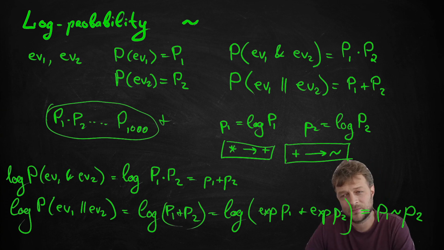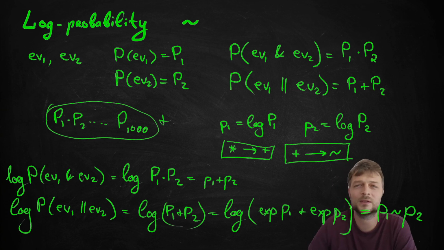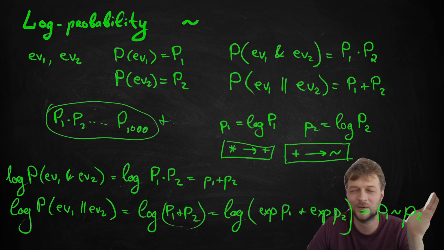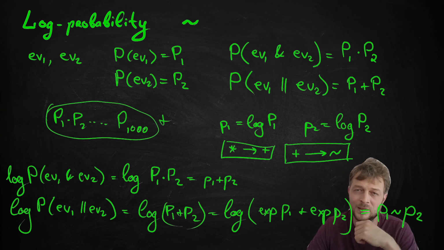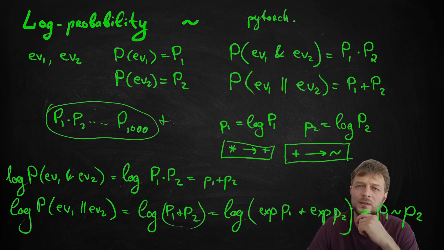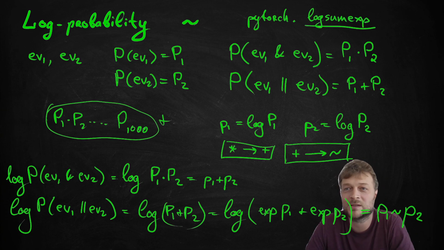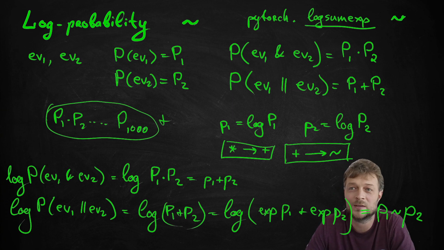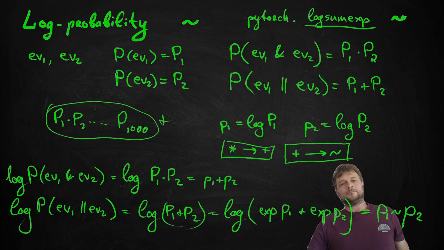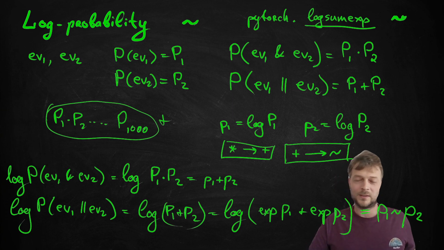Okay, so if you are a machine learning engineer and you use Python packages to train neural nets or do machine learning computation, PyTorch, for example, will have a function called log sum exp. So this function is nothing more than tilde operation. Okay, so this is just one example, one use case.